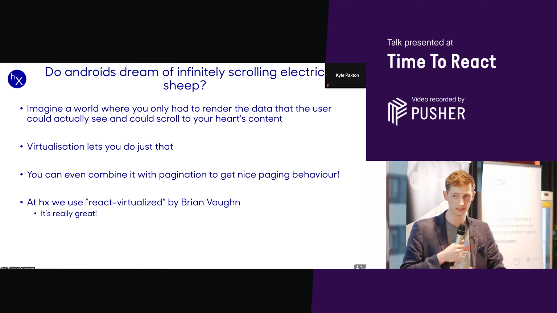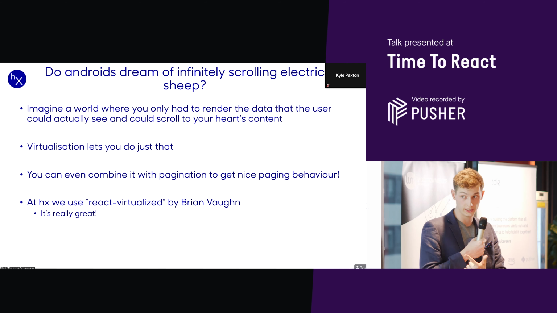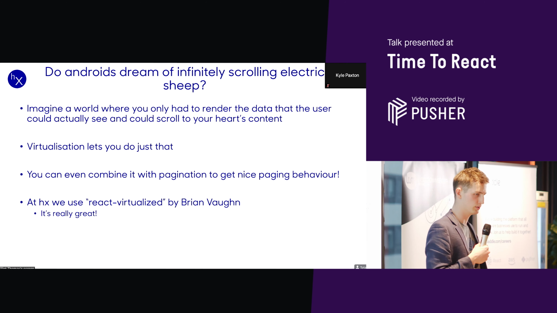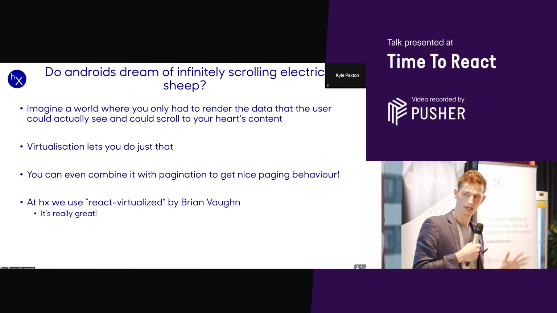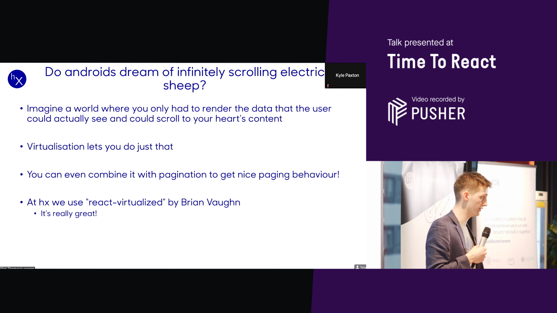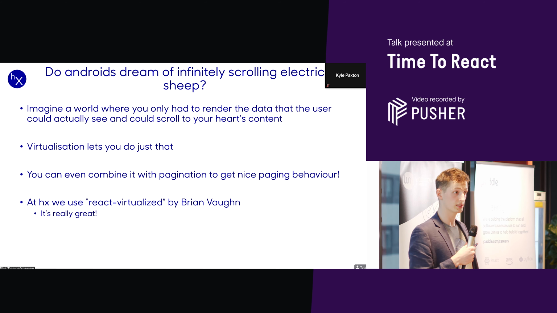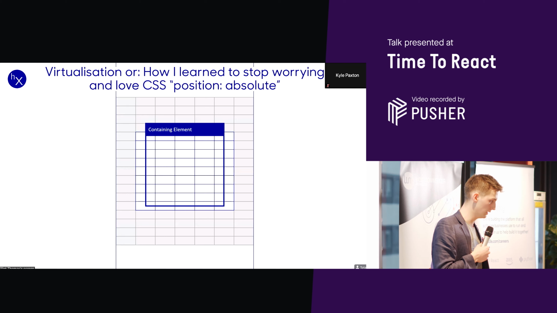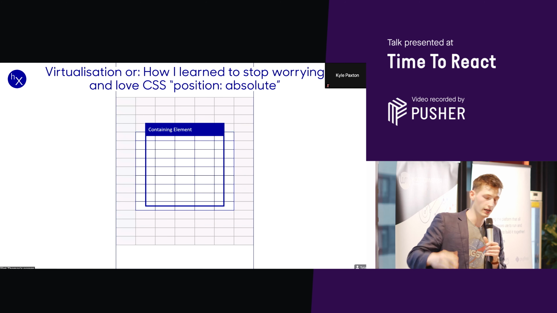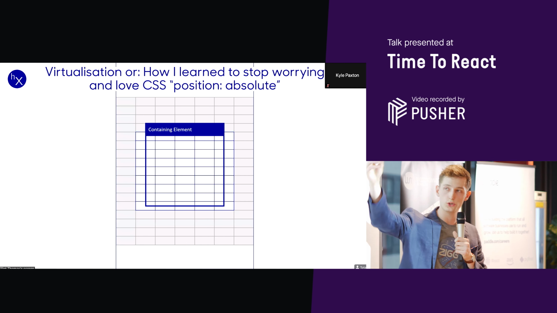And so at HX internally, we use a great library, React Virtualized, which is by Brian Vaughan. He's core team at Facebook. He's great. The library's great. Use it. But I'm not going to go super into detail on that because the fundamental principle is kind of what's interesting. And you can implement these things yourselves if you really wanted to. So, shitty diagram, I know. But the core principle is you have some containing element.